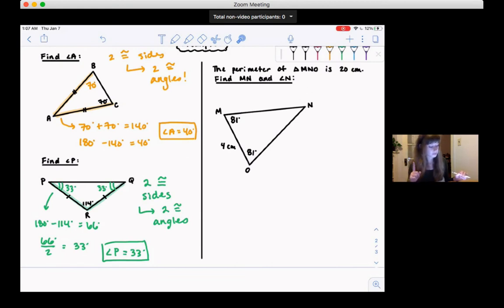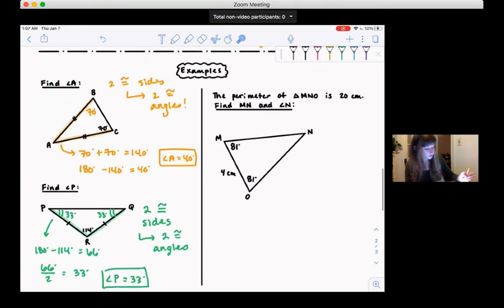Okay, one more example. In this example, we're told that the perimeter of triangle MNO is 20 centimeters. So let's quickly remind ourselves what perimeter means. The perimeter is the distance around the outside of a shape, or in this case, the triangle. So if I go all the way around this triangle, I should get 20 centimeters. We want to find the length of MN, and we also want to find angle N.